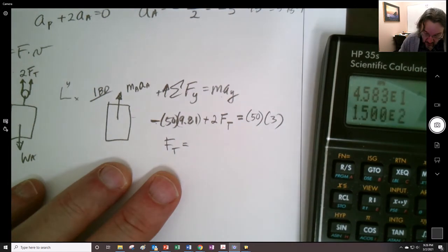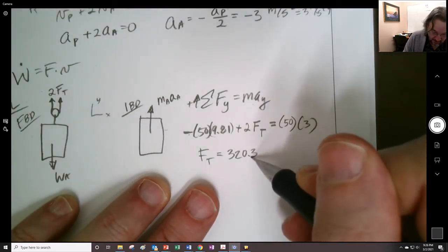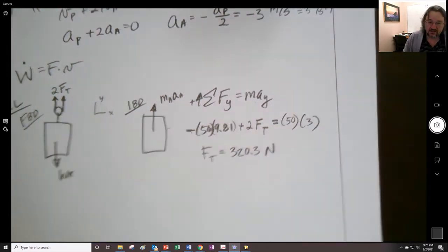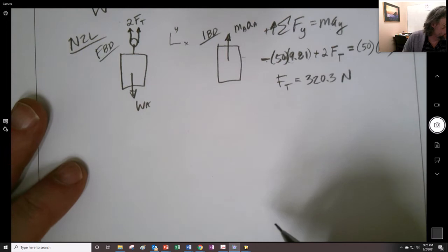All right, so that's 150 right there, and we have 50 times 9.81, and those are going to add to each other, and we're going to divide by 2. I got the right number. I just didn't write the thing down. That's because my mind moves a little too sporadically. But what do we do?